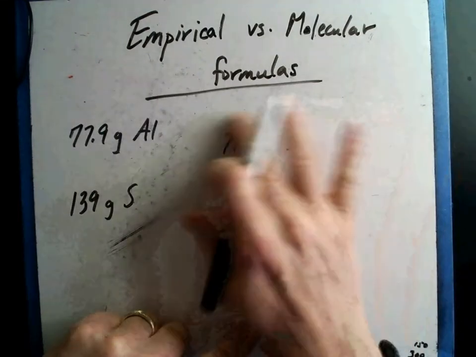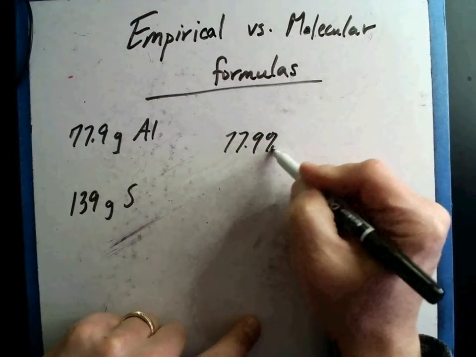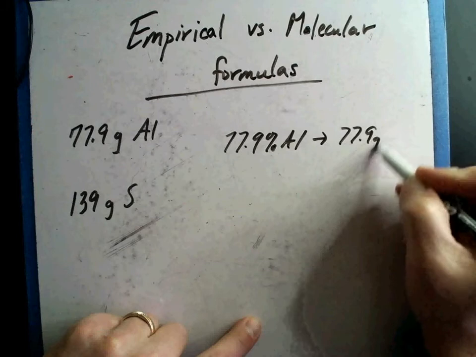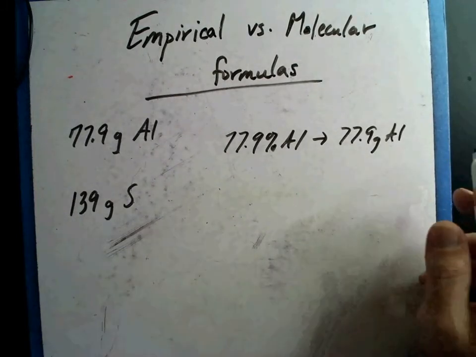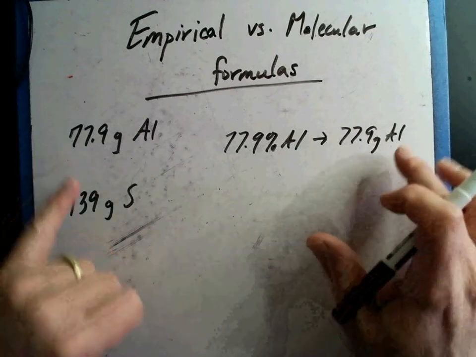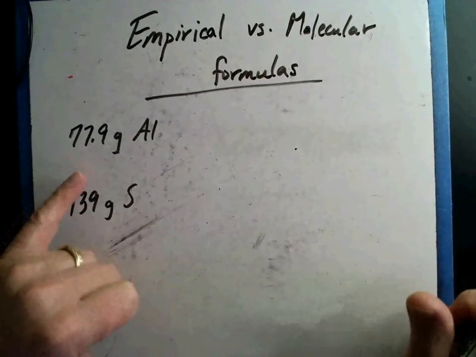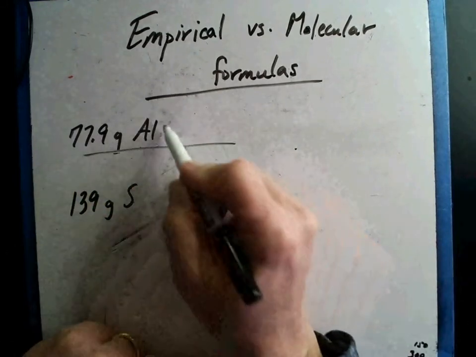What was the first thing that you did when you had 77.9% aluminum? The very first thing you did was you made it 77.9 grams of aluminum, and then you start working the problem. Convert to moles and you work. Well, notice in this question that they gave you a start place that's already in grams. So you already know how to do this. You just don't have to deal with the percentage. So the very first thing you're going to do is make your railroad tracks grams to moles.